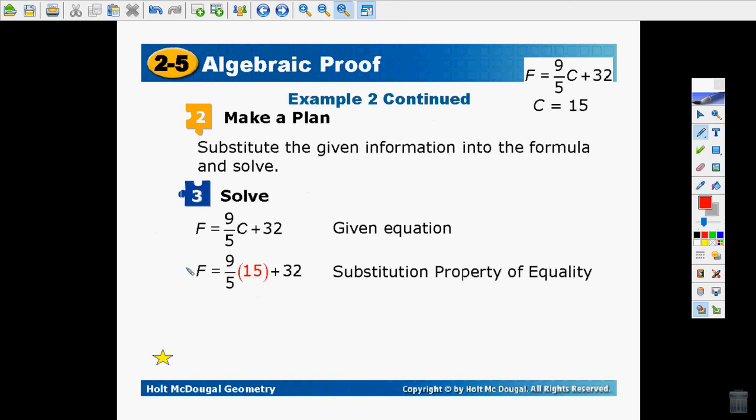We want to figure out Fahrenheit, so we want to figure out what F equals. Well, I have 15 times 9/5 plus 32. I'm going to simplify this, so I have a simplify step. 9 divided by 5 times 15 is 27. And then I still need to take 27 plus 32. So what step is this? When I'm just combining terms, I'm simplifying. 27 plus 32 is 59. So F equals 59. That means when it's 15 degrees Celsius, it's 59 degrees Fahrenheit.